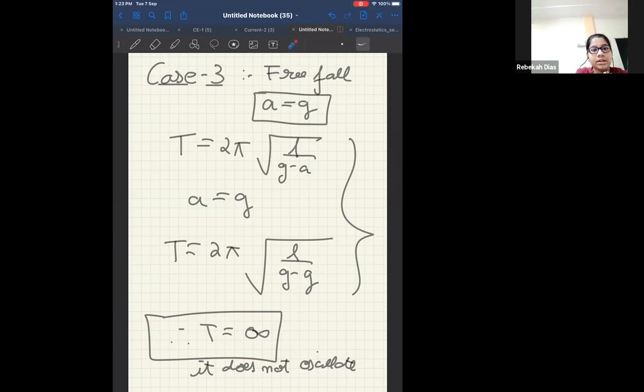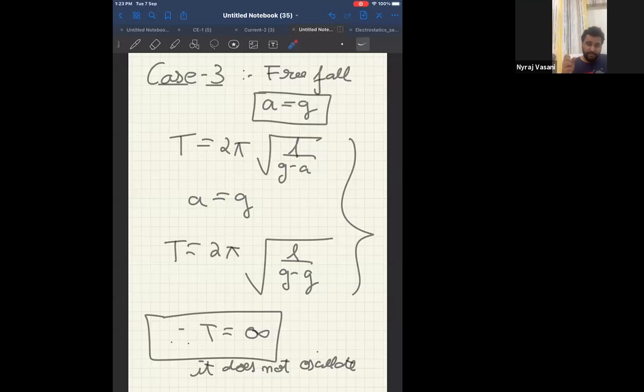Sir, you said that if the time is infinite, it won't reach a point. So in this case also, it won't reach down the lift. No, the lift will reach down. Our pendulum is inside the lift. The pendulum will not oscillate. It will go down. The lift will anyway go down. We are talking about the time period of a pendulum, not of the lift. Imagine the pendulum inside the lift, and all these cases are for the time period of a pendulum, not of the lift. Okay, sir. Thank you.